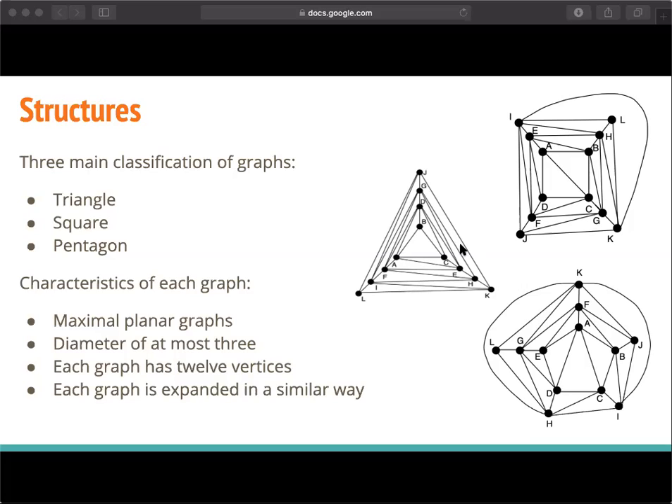I just wanted to find 3 graphs that were similar and could be expanded in the same way and see if each of these graphs had a common diagonal chromatic number. So I decided to just stick with these 3.